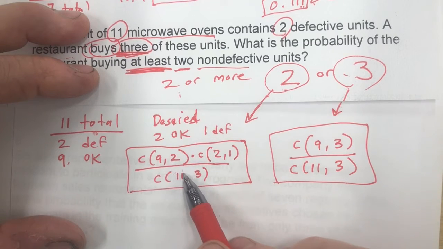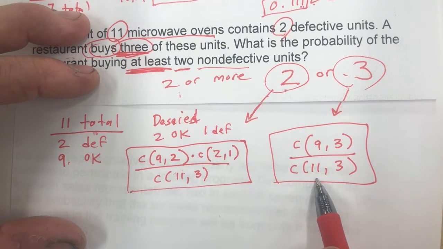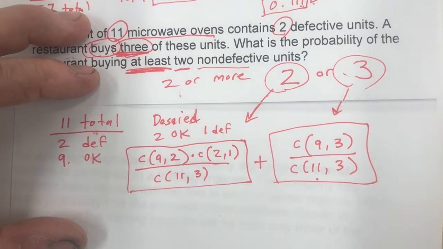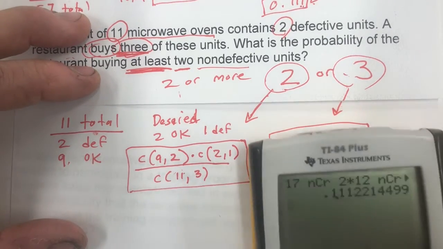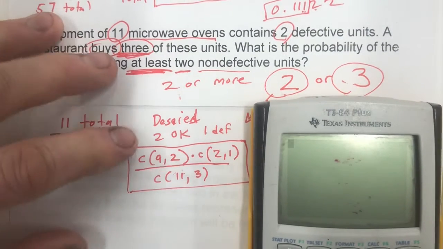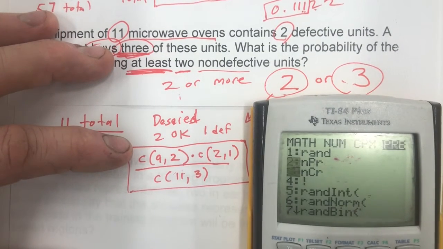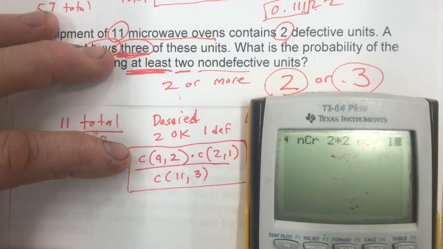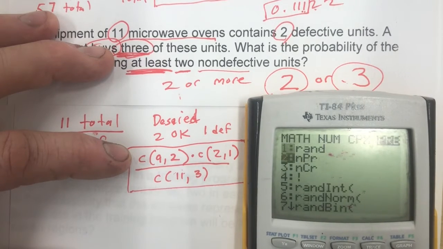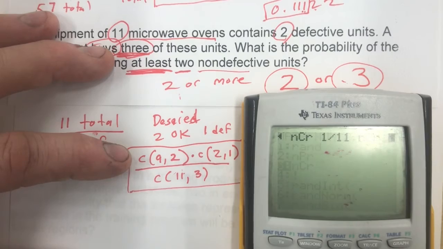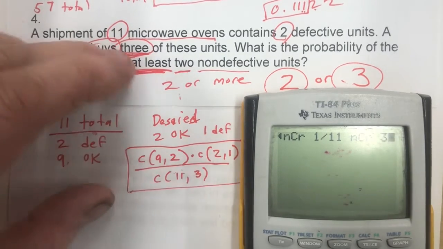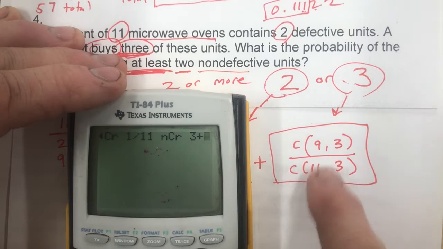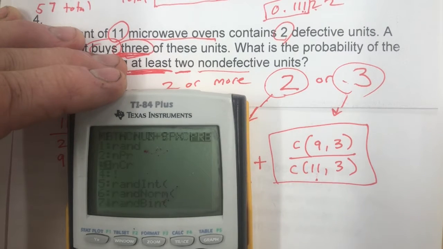So this is the probability of getting 2 non-defectives. Here's the probability of getting 3 non-defectives. I add these together. And I can push this all in at one time if you're careful. Okay, so let me put this on here. All right, so I'm going to do 9 NCR 2 times 2 NCR 1 divided by 11 NCR 3. All right, there's that one. Plus 9 NCR 3 divided by 11 NCR 3.